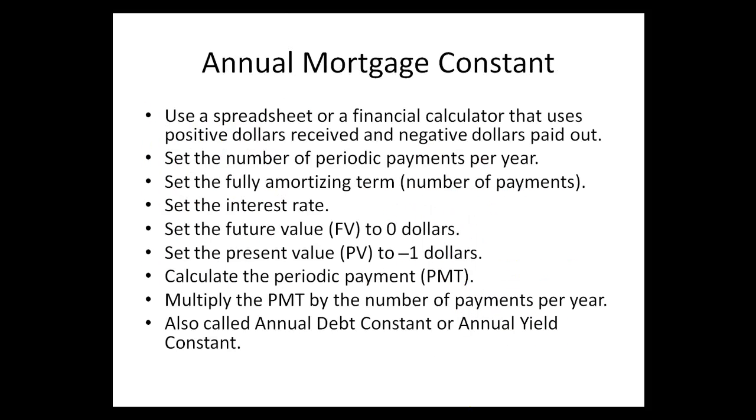Annual mortgage constant. Use a spreadsheet or a financial calculator that uses positive dollars received and negative dollars paid out. Set the number of periodic payments per year. Then set the fully amortizing term, the number of payments. So for a 30-year monthly payment, 30 years times 12 months per year is 360 payments.